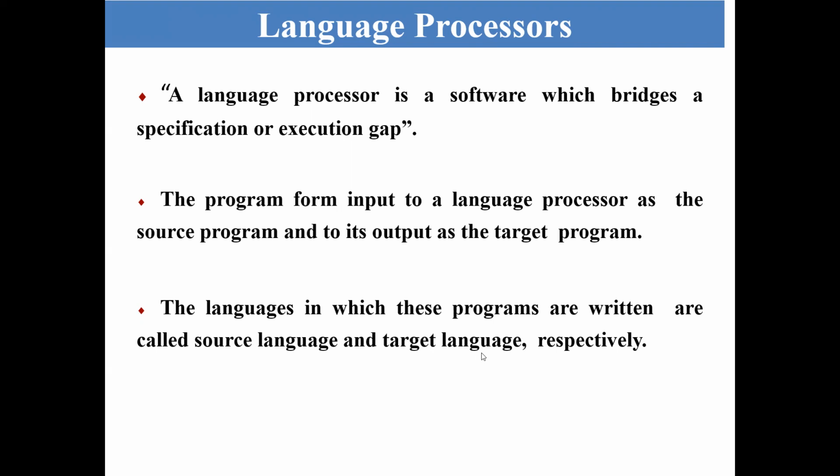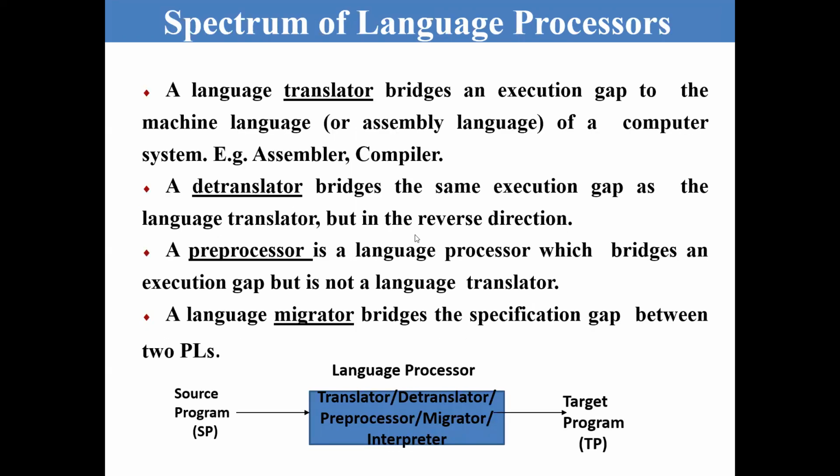Okay. Next we will see the different types of language processors. The first one is the translator. What do you mean by translator? A translator bridges an execution gap to the machine language of a computer system. For example, it may be an assembler or a compiler.